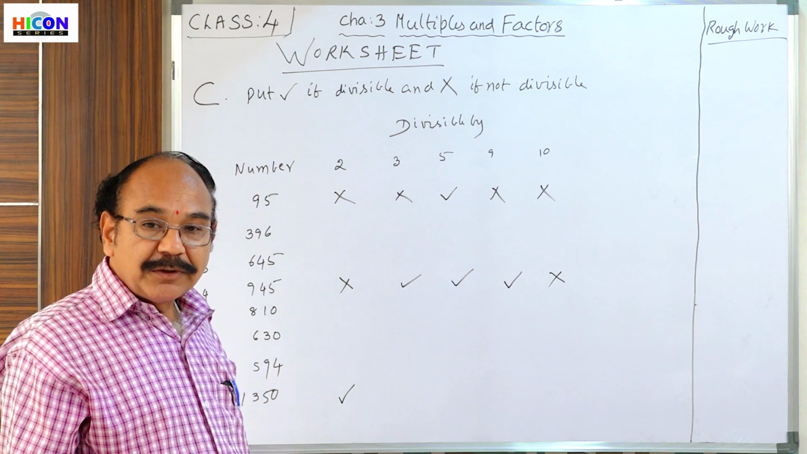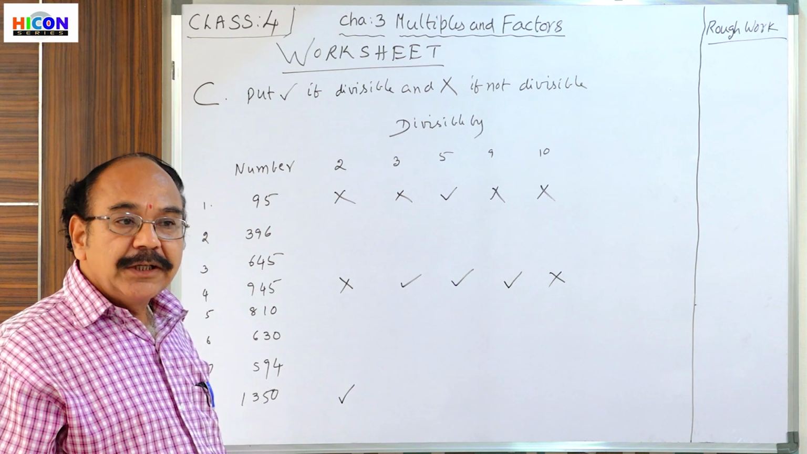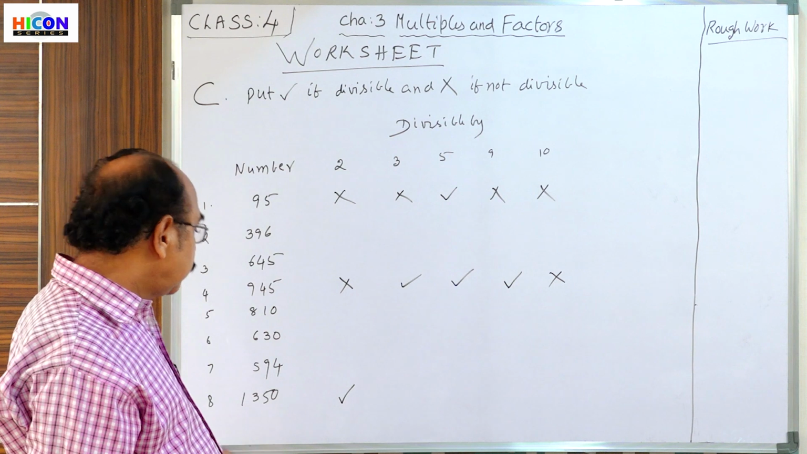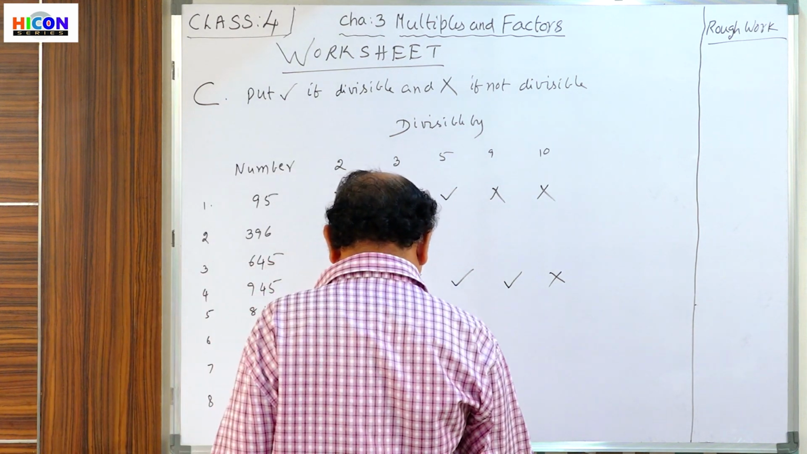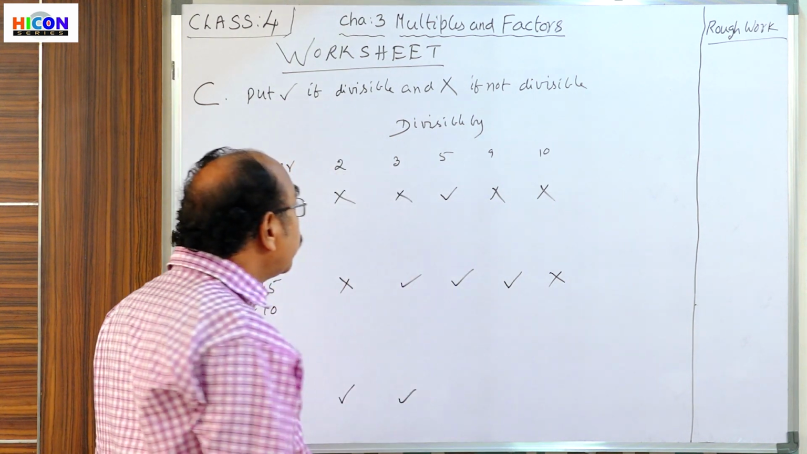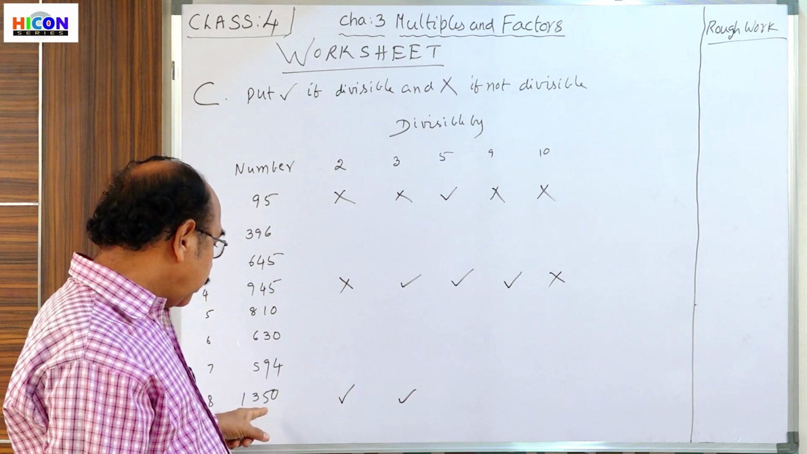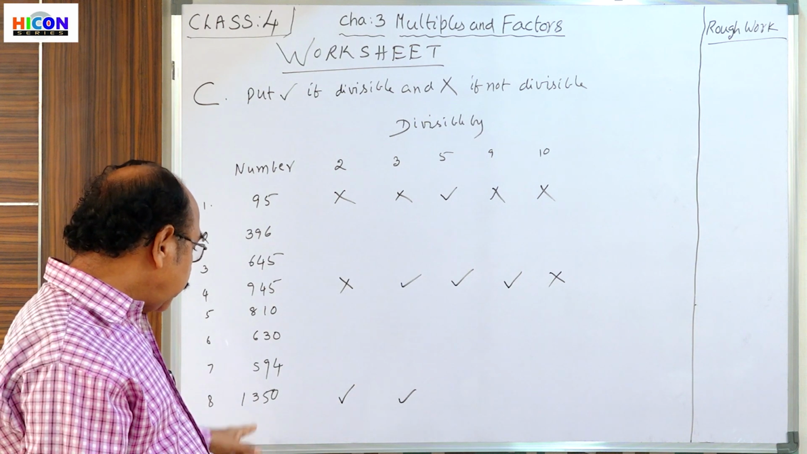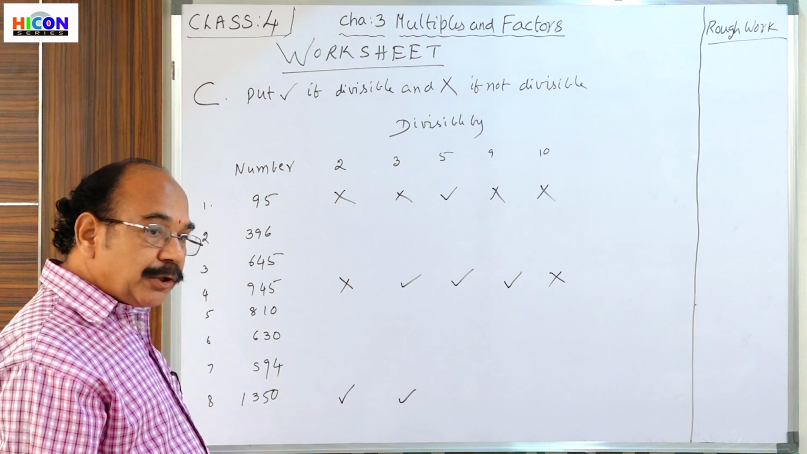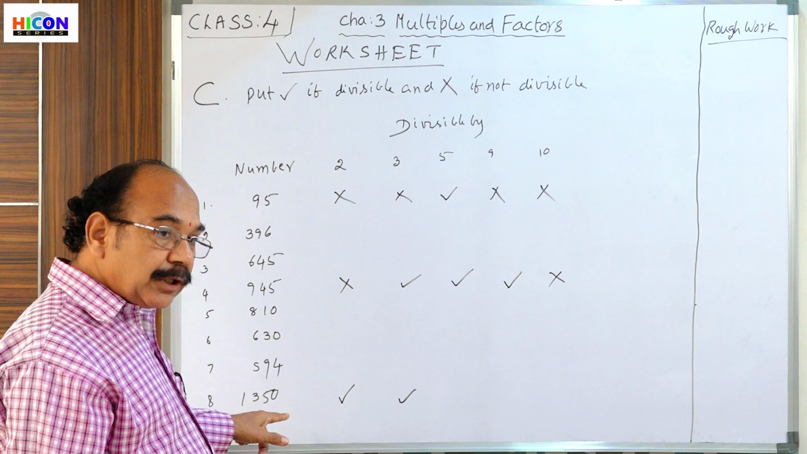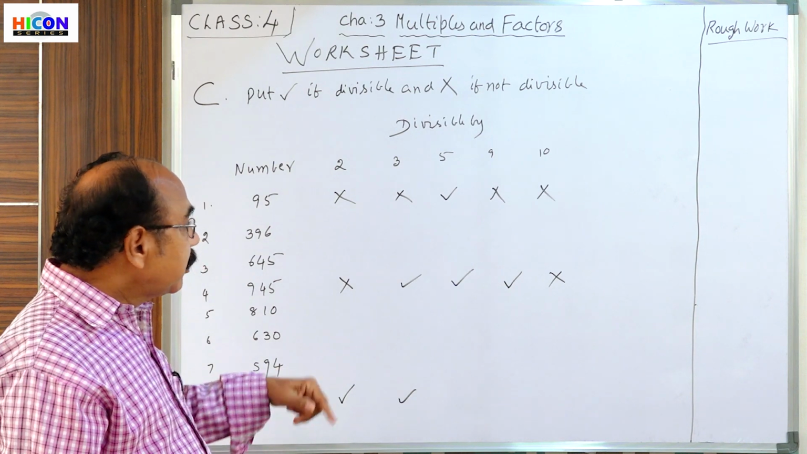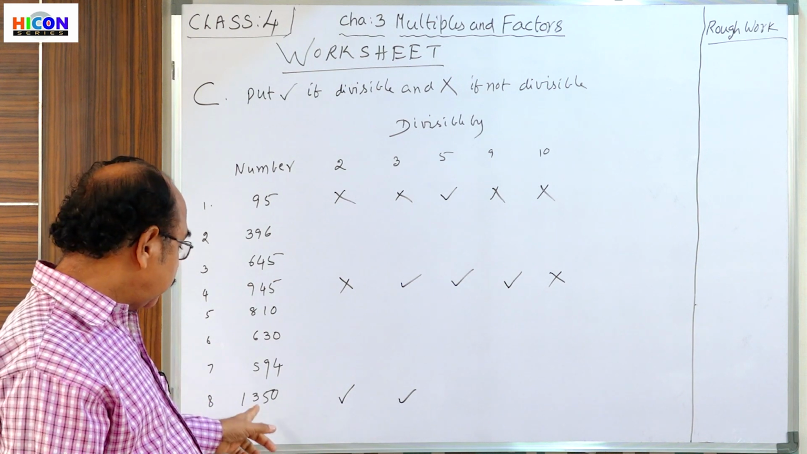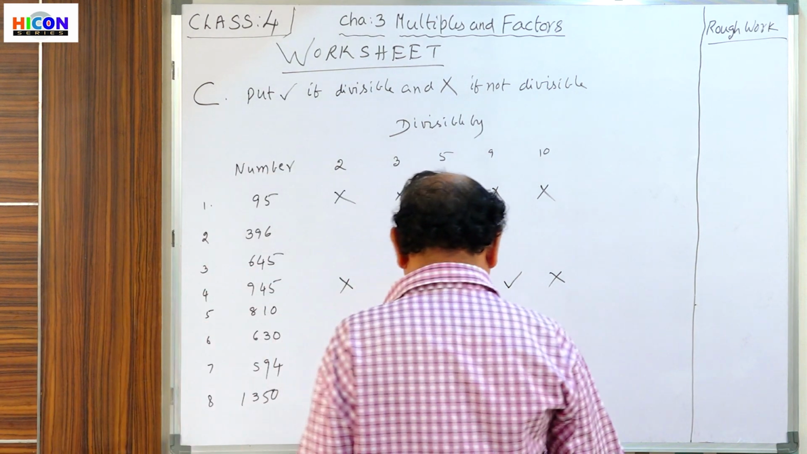The sum of the digits is 9. 9 is divisible by 3. So what do we say here? 1350 is divisible by 3. Tick mark. Is the number divisible by 5? Yes, we can say that it is divisible by 5. Why? Because the unit digit of the number is either 0 or 5, then it is divisible by 5. Here 0 is there, that's why 5 can divide this number. So we put a tick mark.